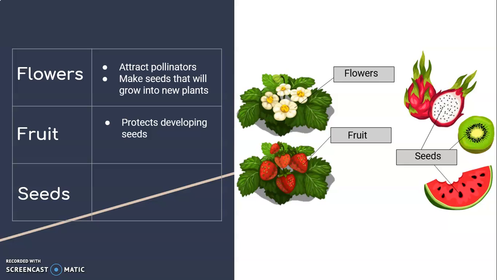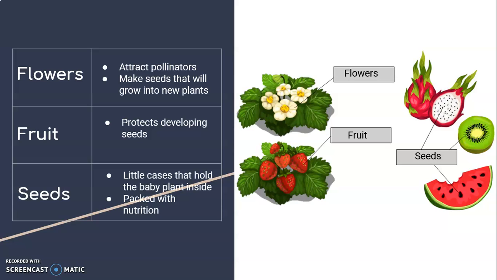Fruit. Fruit protects the developing seed. So the fruit that you enjoy is great, but the purpose of the fruit is to protect the seed. So the seeds inside the watermelon are protected by the delicious fruit that you eat.